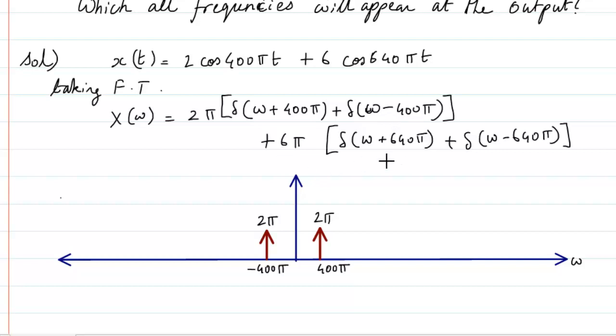Next, for this one, I will start with this part, 6 pi delta omega minus 640. So 640 means again it will come somewhere really close. So let me draw here, and since its height is going to be 6 pi, I will draw it like this. Okay, similarly the other one also I will draw it something like this.